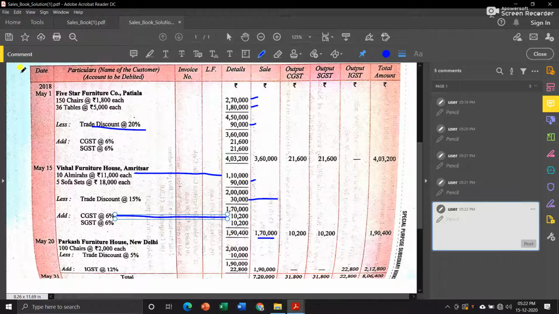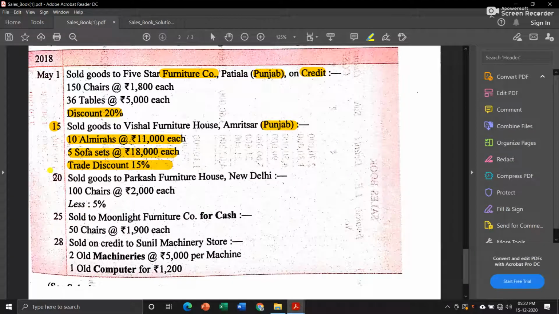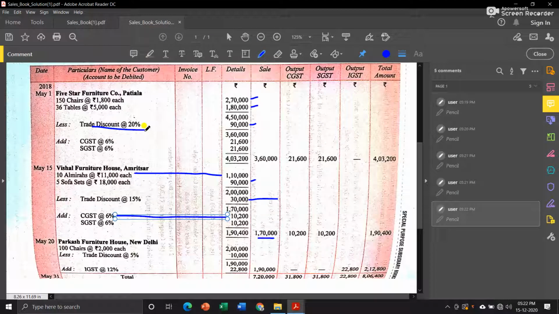Then after that we have the next transaction on May 20. Sold goods to Prakash Furniture, New Delhi. Then we sold goods to Prakash Furniture, that is furniture we sold and they are situated in New Delhi, that is another state. That means it is an interstate supply. So 100 chairs at 2,000 each is 2 lakh.